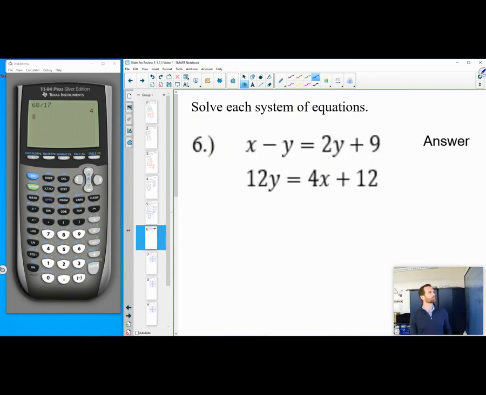Moving right along. Number 6. Still solving. Let me see. This looks like another substitution problem to me. Yeah, I think I'm going to substitute here.